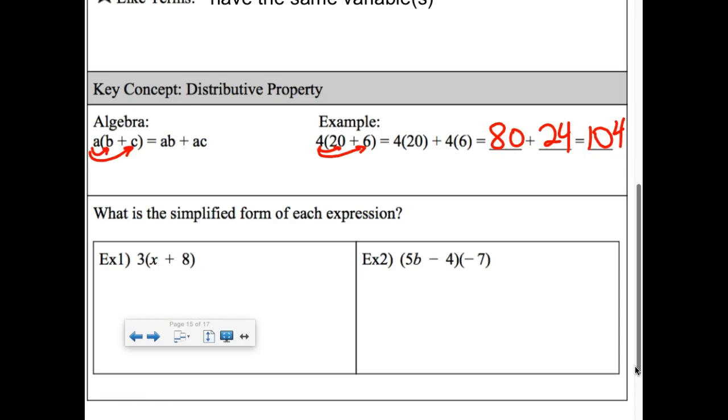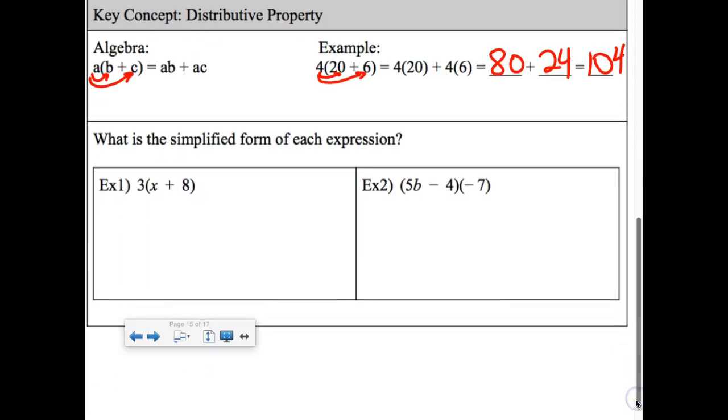All right, so here we go. Let's try this. I would really recommend, as you can see on those first two problems, I did draw little arrows to help me know what I'm multiplying. I think it's a really good idea just so you can see what's going on. So for example, I'm going to take this 3 and multiply it to the x and to the 8. When I multiply 3 times x, I'm going to get 3x. When I multiply that 3 to the 8, 3 times 8 is going to give me 24.